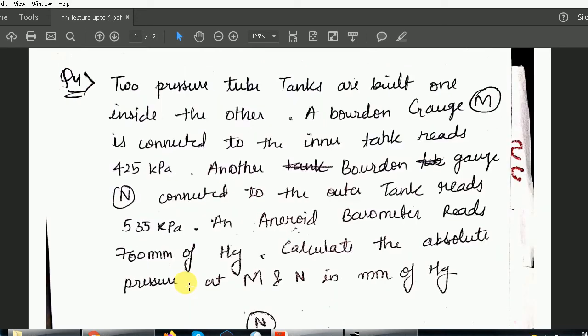The answer you will get after solving this third question: the answer of the first part is 15.075 megapascal, and the answer of the second part is 15.1392 megapascal. Okay.